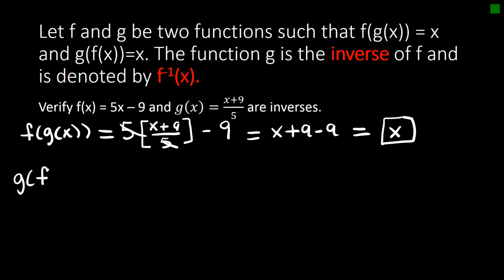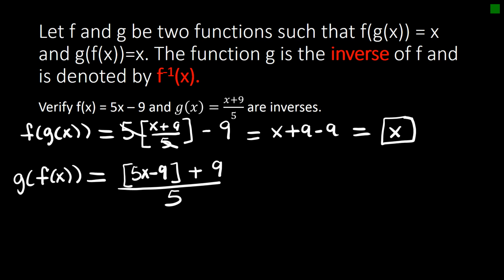So let's look at g of f of x. So I write my g of x function, and wherever there's an x, let's put a set of brackets. And then I am going to insert my f of x function there. So in my numerator, the 9's will cancel. I have 5x divided by 5. So my result is x. So we have just verified that f and g are inverses because composition both ways yield x.